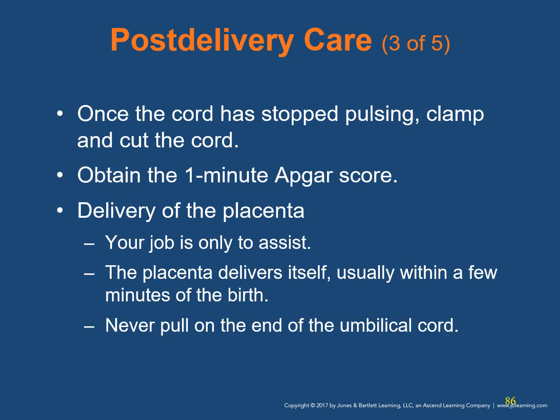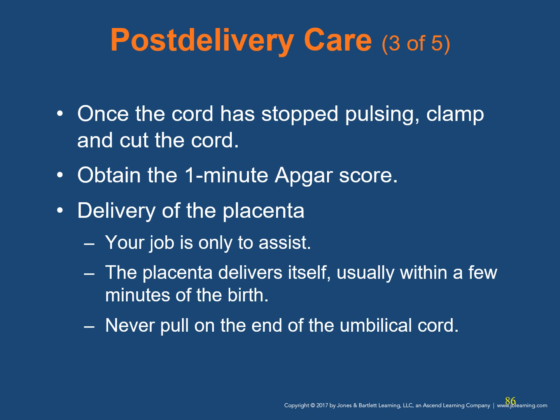Post-delivery care of the umbilical cord is important because infection is easily transmitted through the cord to the newborn. Once the cord has stopped pulsing, clamp and cut the cord. Evaluate the newborn for term gestation, good muscle tone, breathing, and cry, and obtain a 1-minute Apgar score. Give the wrapped newborn to your partner to complete the initial care. You can give the newborn to the mother if she is alert and in stable condition.